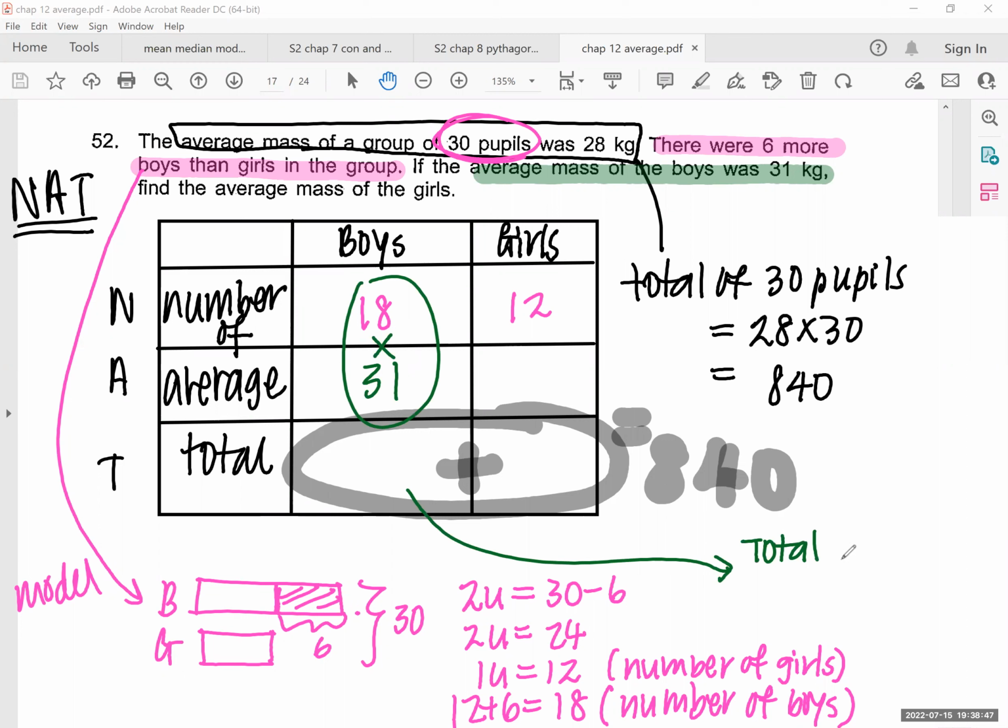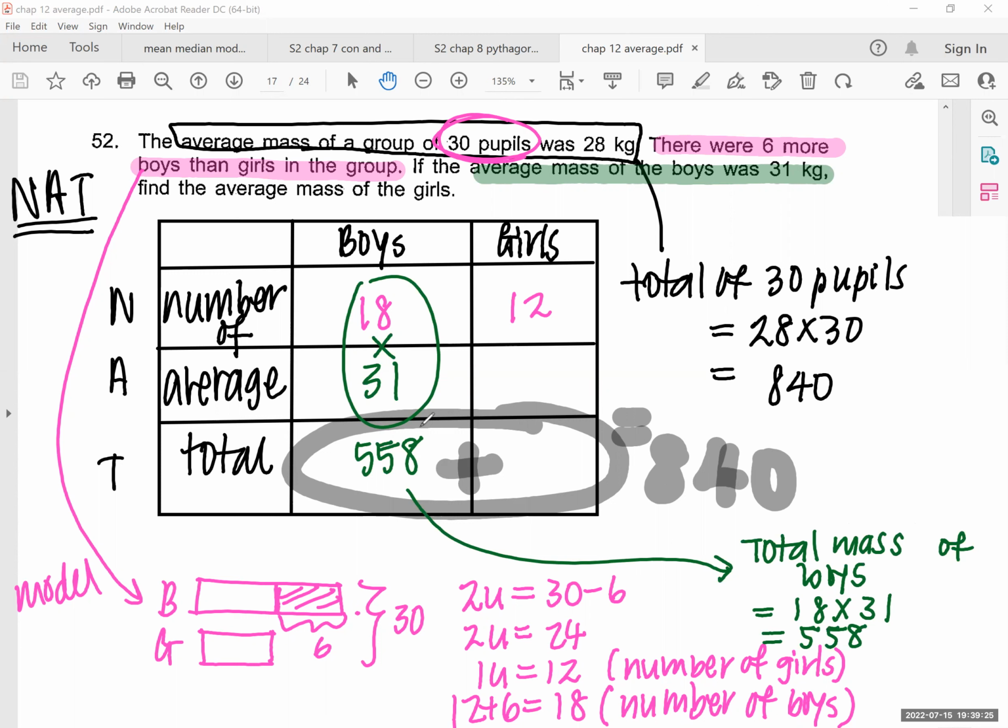Total what of the boys? Total number of boys? No, it's not total number of boys. It's a total what of boys? Mass. Yes, total mass. So the total mass of boys is equal to, what's the working? 18 times 31, which is equal to 558, is it? Okay, so you can fill this information in, 558, right? So you can see all this information you have.